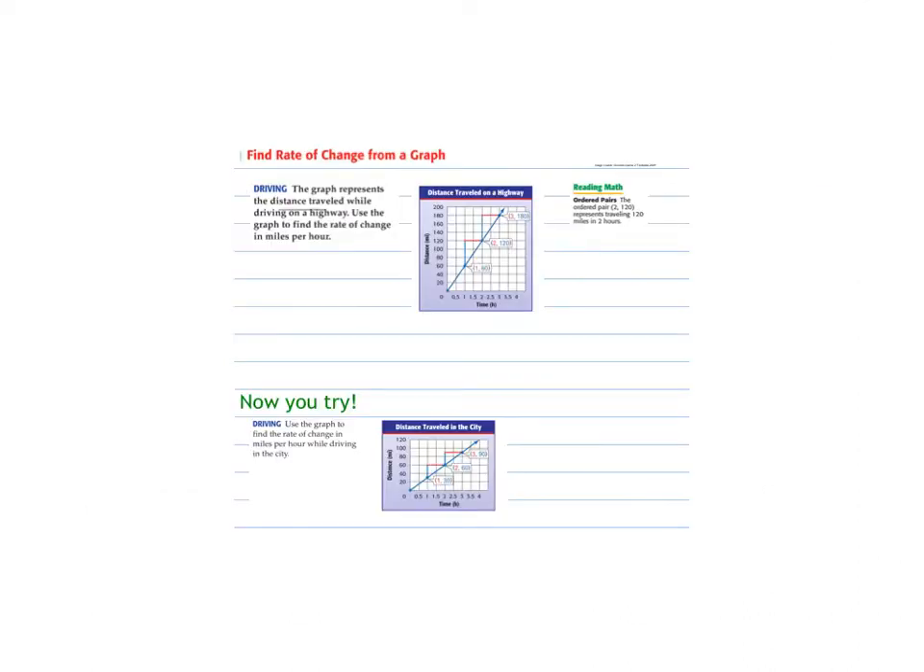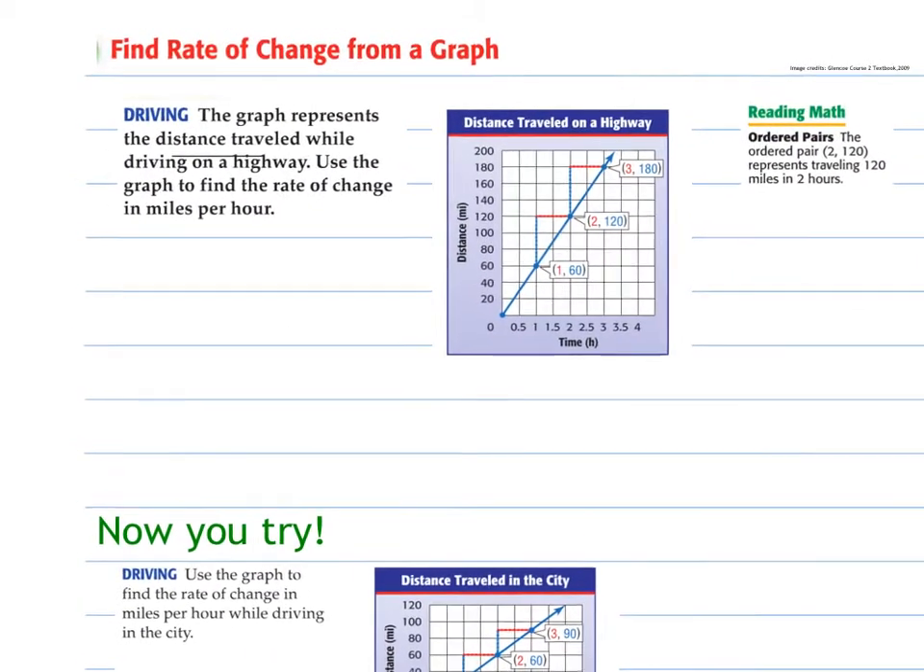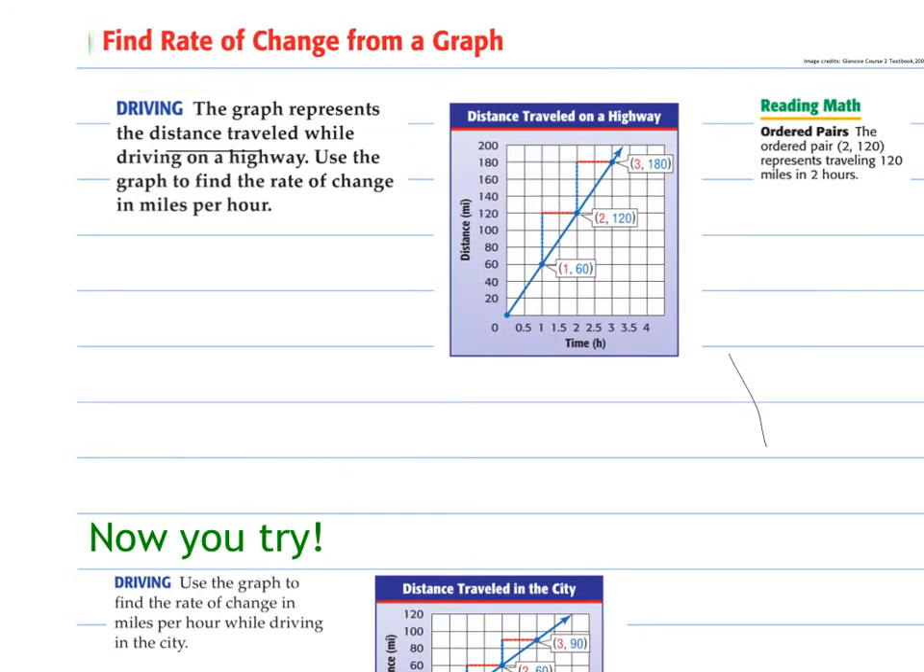All right, so now we're going to look at a graph. So same information, but now it's just in a graph. So the graph represents the distance traveled while driving on a highway. Use the graph to find the rate of change in miles per hour. So what I'm going to do here is make a table with this information. So just a really quick one, it doesn't need to be super neat. And I'm just going to write highway distance.